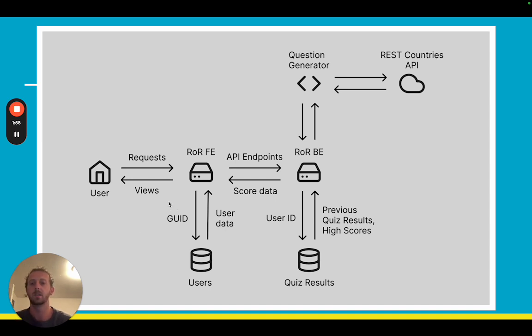This is a diagram of how our application works. The user makes requests to the front end application, which passes a Google user ID to the users table, returns the user data, and logs them in. The backend provides the score data as well as generates the questions, which receive information from the REST Countries API.